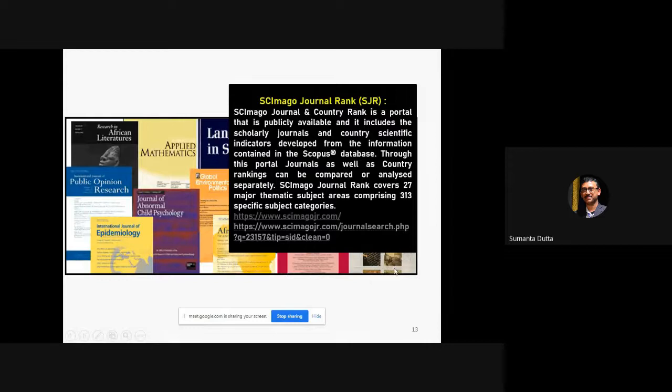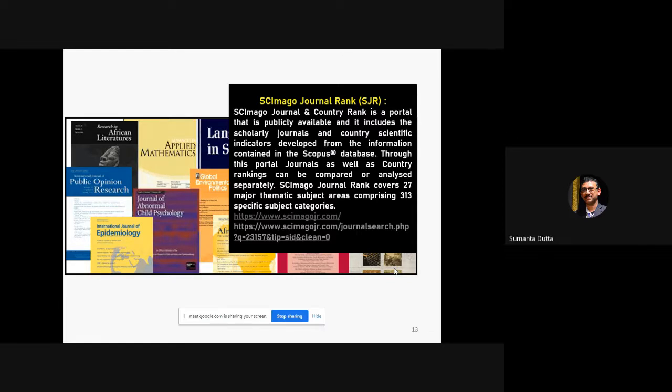Now we are coming to the SCImago Journal and Country Rank. This is one of the most user-friendly rankings of journals as well as their performance. Every time we face some problem, we try to access the Scopus database in order to select journals, select rankings, and select their quartile performance.